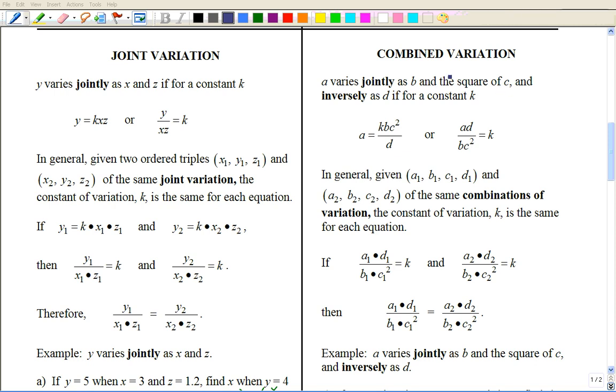But jointly as B in the square of C just means the B and the C squared go next to the K. Remember, jointly goes next to the K. And inversely is D, so that means D goes underneath the K. So this is just saying you're going to have to set up the equation with multiple variables and just figure out where each one goes based upon the order of the words. So always just read the order of the words and you're going to get the equation right. So let's look at this example.